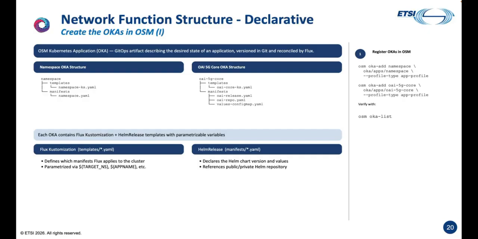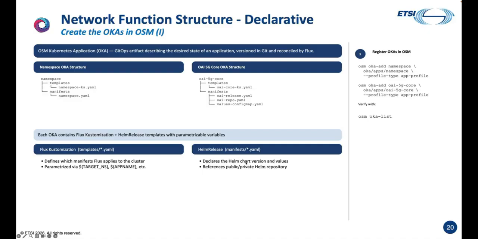In this declarative way, you are going to have just one element. In this case we are using, let's say, two OKAs. One to create the namespace, but if you already have the namespace, you just need one OKA to deploy the application. One for the 5G core and the other one for the RAN. In that case, with a simple command you can register the application to OSM, and this has a lot of benefits. You can see that in the documentation, but just one of them is that you are going to declare the Helm chart version and values.